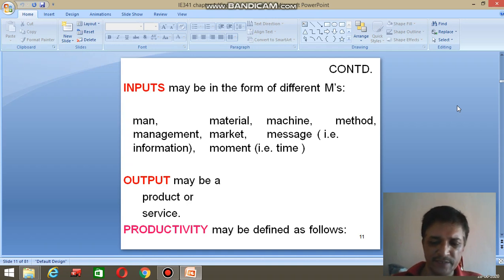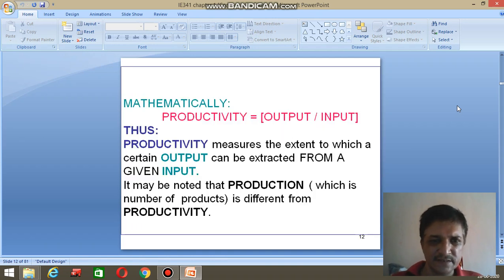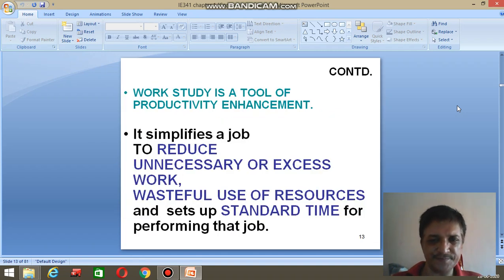So productivity is defined as the ratio of output to input. Thus, productivity measures the extent to which a certain output can be extracted from a given input. So it may be noted that production, which is the number of products, is different from productivity.